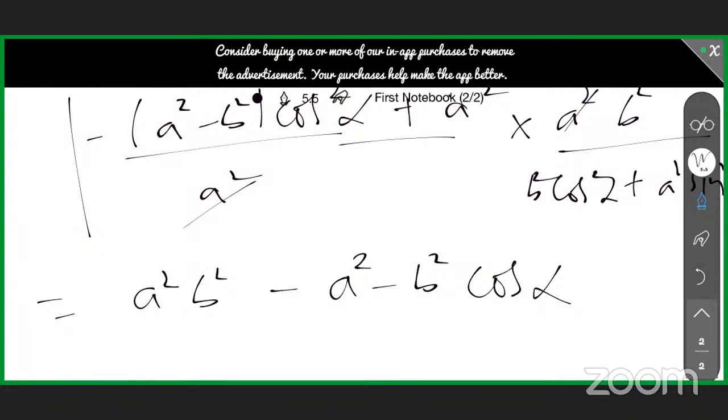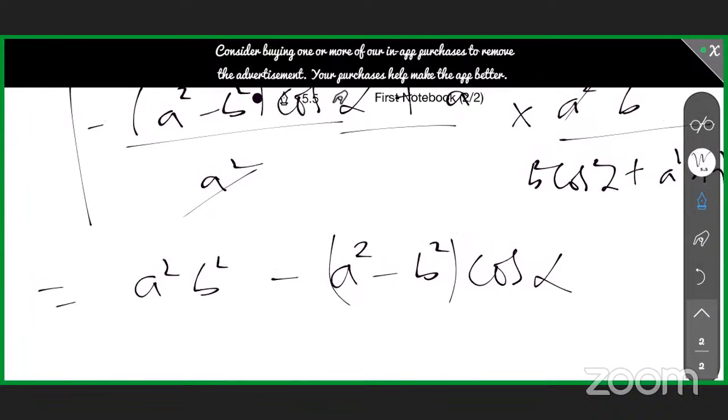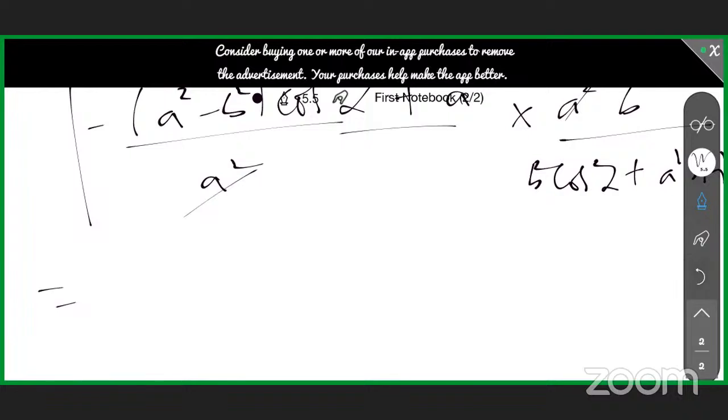Correct now. A square minus B square of cos alpha, or else let the B square be there. We will simplify this part because if you simplify again, you have to take B square common, B to the power of 4, and so on. So we'll simplify this one. This will become A square minus A square cos alpha minus B square cos alpha.